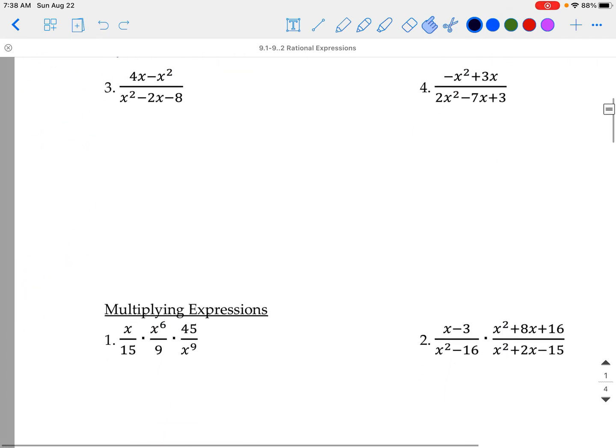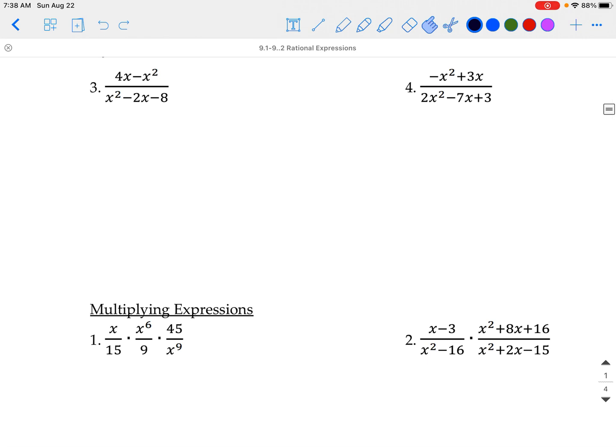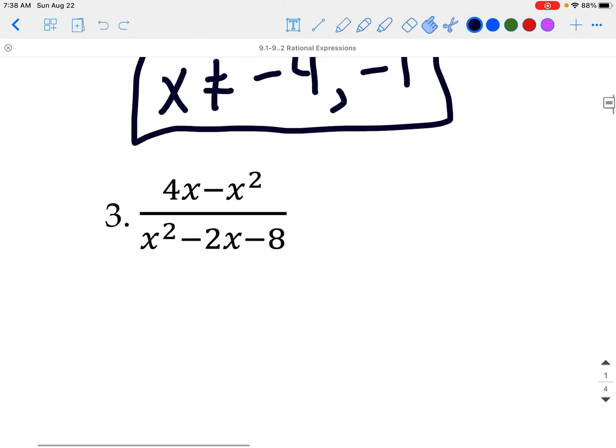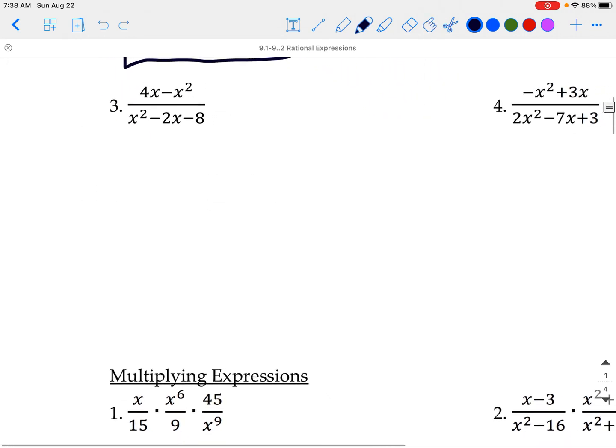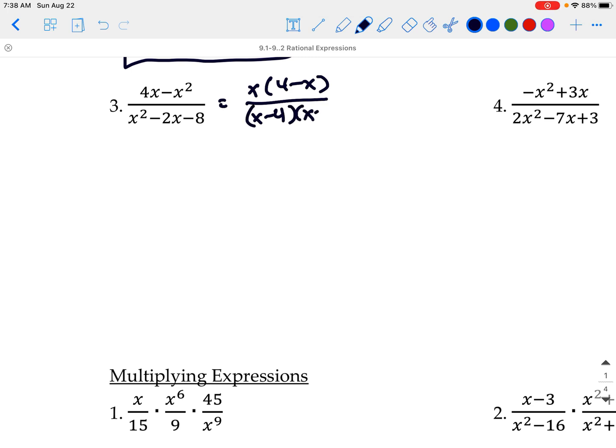So for number 3, we've got, zooming in again, 4x minus x squared over x squared minus 2x minus 8. So we'll note we can factor out an x here, and we'll have 4 minus x. And then this is going to factor as x minus 4 times x plus 2, I think. So again, we'll note the undefined values. So x cannot equal 4 or negative 2.